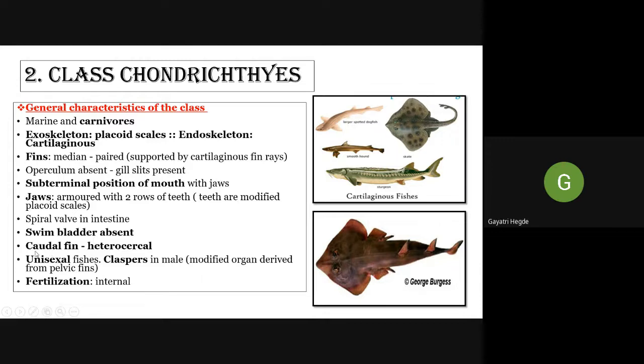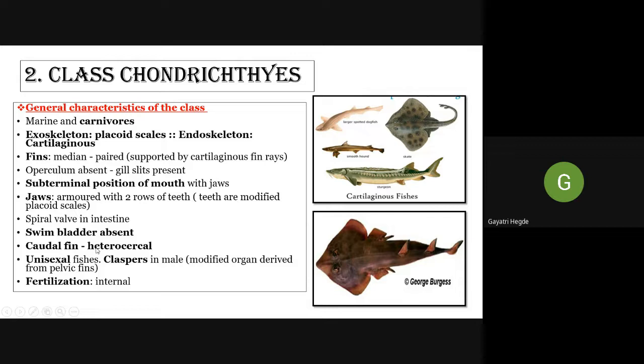Okay, this is an interesting point: the caudal fin. Caudal fin means the tail fin. That tail fin is heterocercal. Heterocercal means, can you see two lobes of this tail fin? There are two lobes, this one part and this other part, it is divided. It is hetero. Hetero means different.